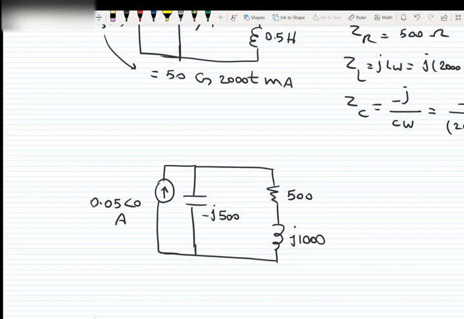Now we want to find the currents moving through these elements. Let's see what we can do. The first thing, let's label the currents. The current going through the capacitor, we call it I1, and the current going through the resistor and inductor, we call it I2, and the voltage across the capacitor is equal to the voltage across the resistor and inductor, which is V.